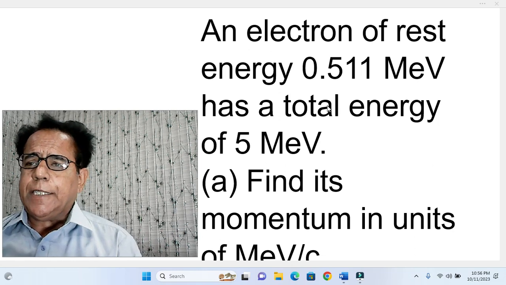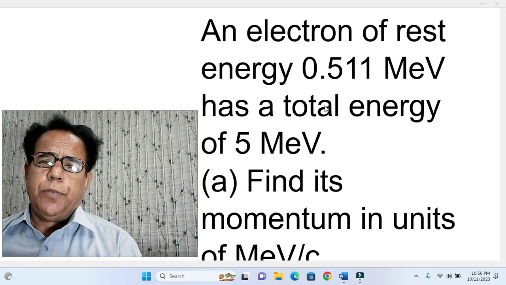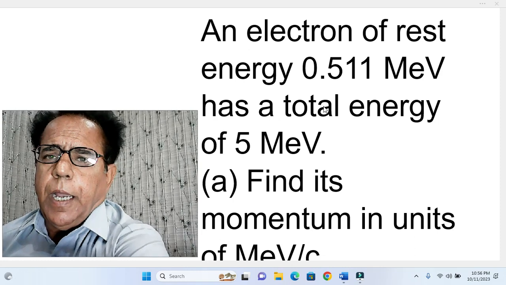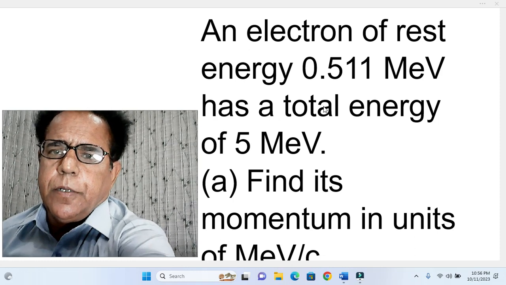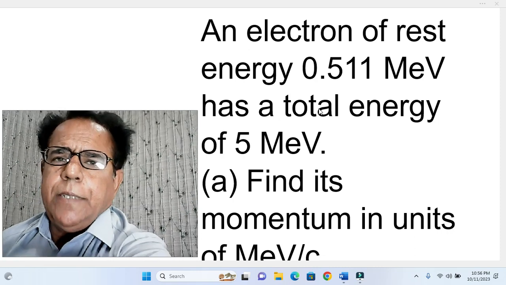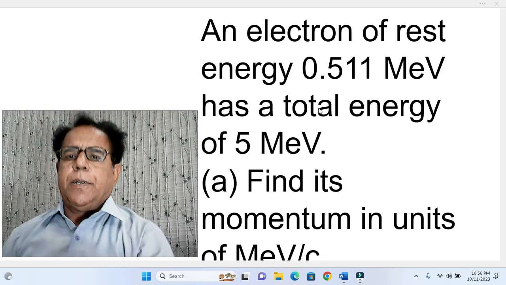Students, this is our next problem, having been chosen from the same book, Modern Physics by Paul A. Tipler. As usual, we first come to its statement.